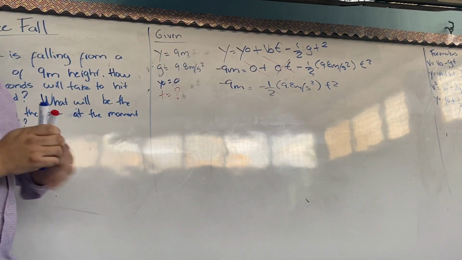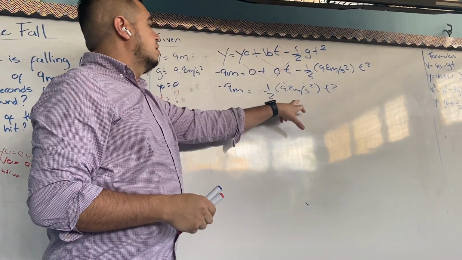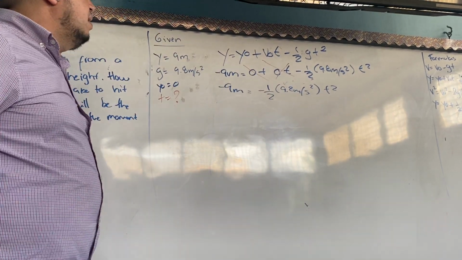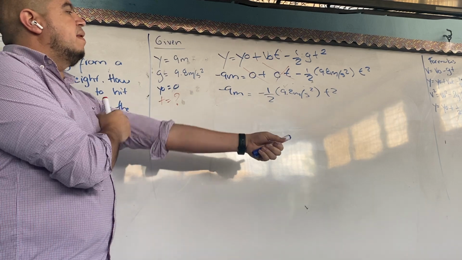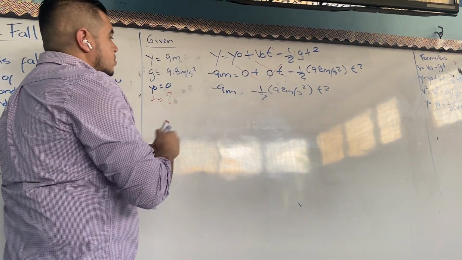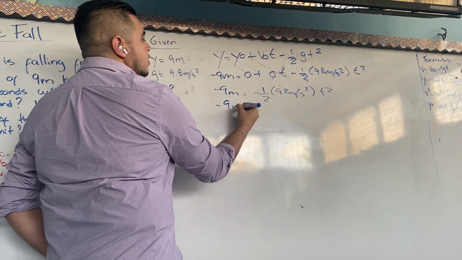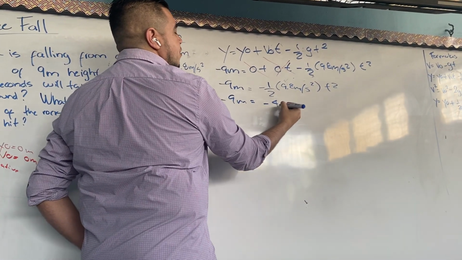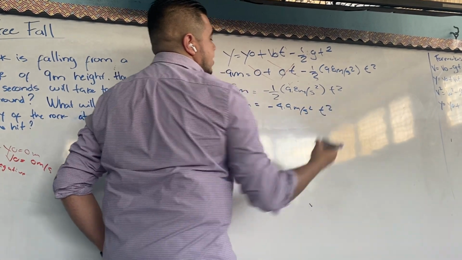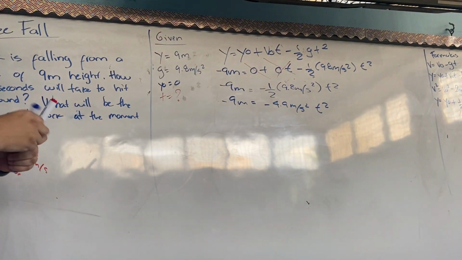So the first thing that you can do is multiply the fraction by the 9.8. What will be the answer for that? Or 9.8 divided by 2. So it will be negative 9 meters is equal to negative 4.9 meters per second squared, all this multiplied by the time squared. So now this is only a number, right?